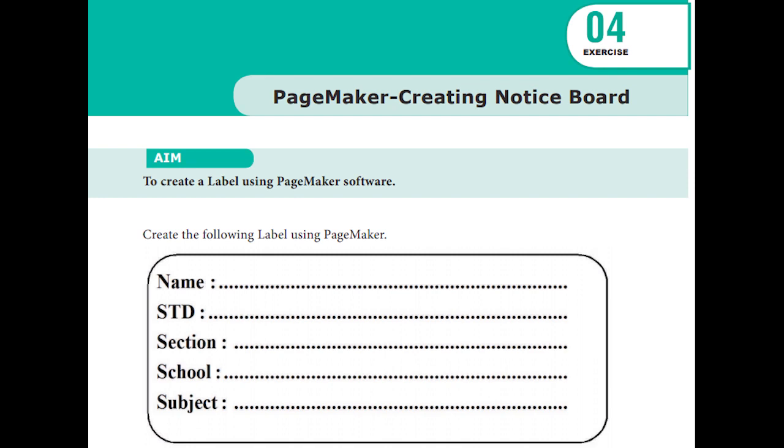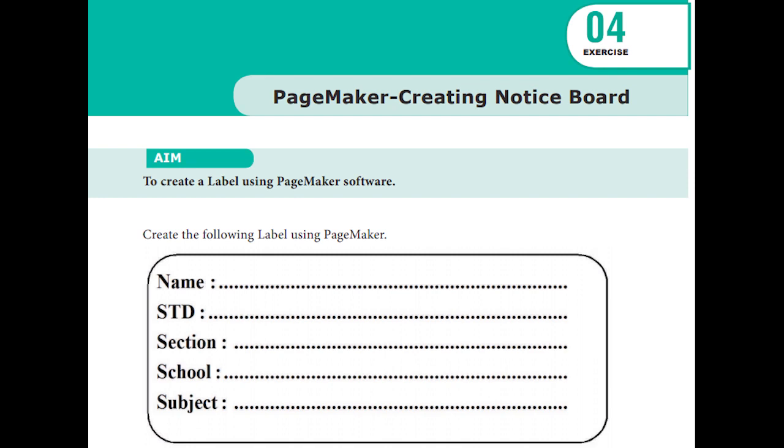And the fourth exercise is also a PageMaker exercise. Here you will create a label. Same way, inside you will be typing the name, standard, section, school, and subject, and you will be leaving the place to fill in the name, standard, section, school, and subject.